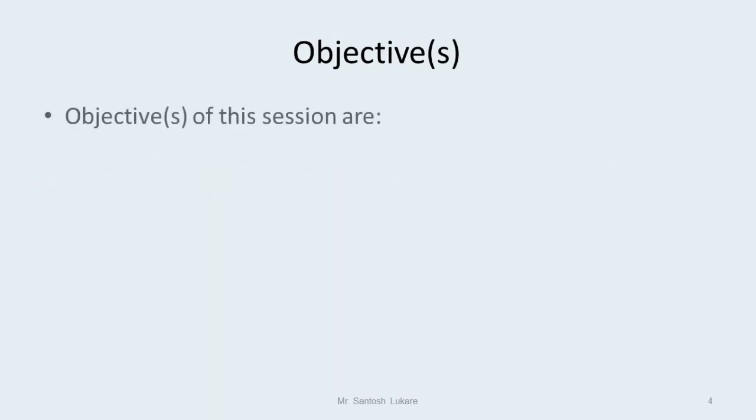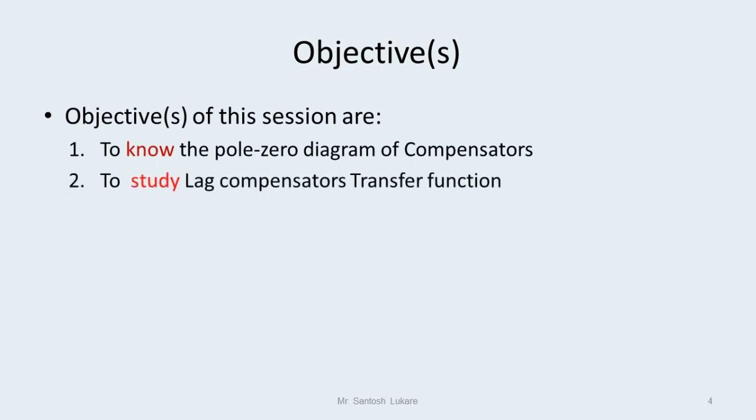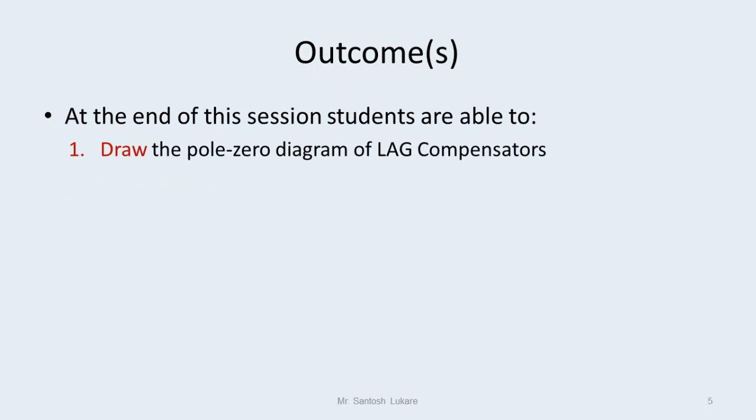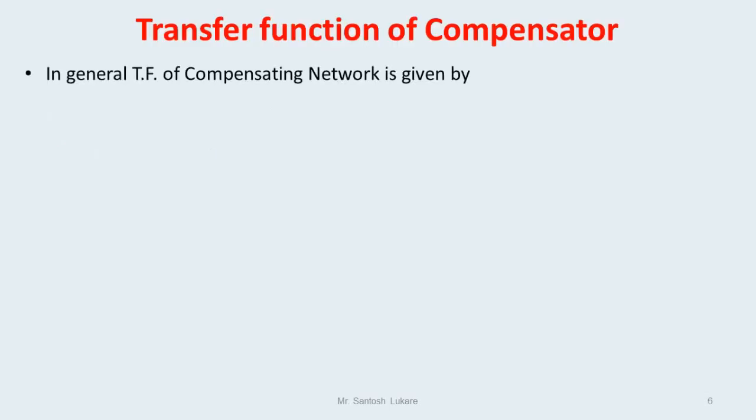The references. The objectives of this session are to know the pole zero diagram of the typical lag compensator, and to study the transfer function of the lag compensator. At the end of this session, the students are able to draw the pole zero diagram for the lag network and also able to derive the transfer function of the lag compensator by using the first law of physics like KCL or KVL.